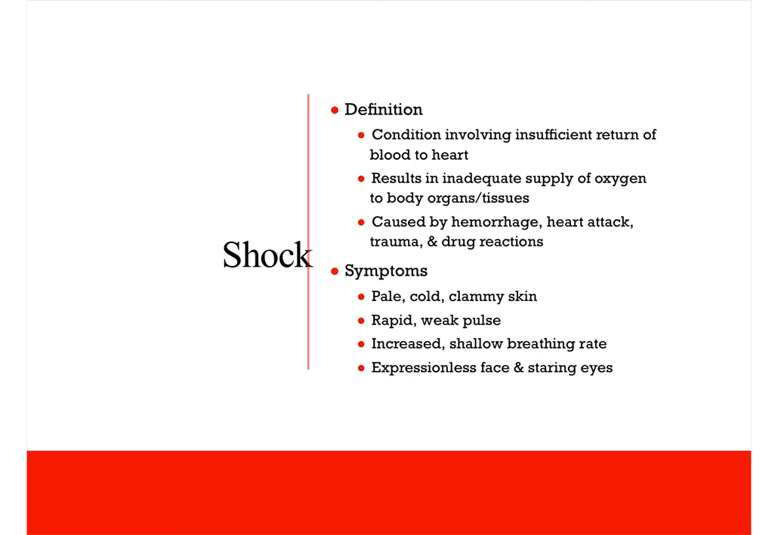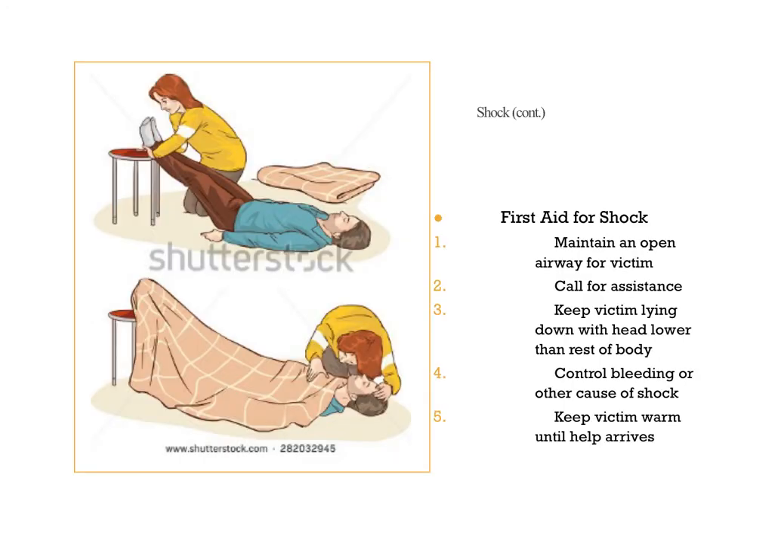All right, shock is insufficient return of blood to the heart. It's an inadequate supply of oxygen to the body and tissues. It can be caused by hemorrhage, heart attack, trauma, and drug reactions. Our symptoms are pale, cold, clammy skin, rapid, weak pulse, increased shallow breathing rate, and expressionless face, staring eyes. How do we treat this? We're going to maintain an open airway, call for assistance, keep the victim laying down with their head lower than the rest of their body. We're going to control the external factor, whatever is causing the shock if we can, and keep the victim warm until help arrives.